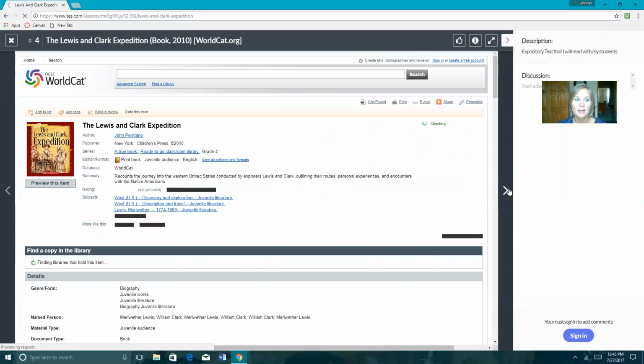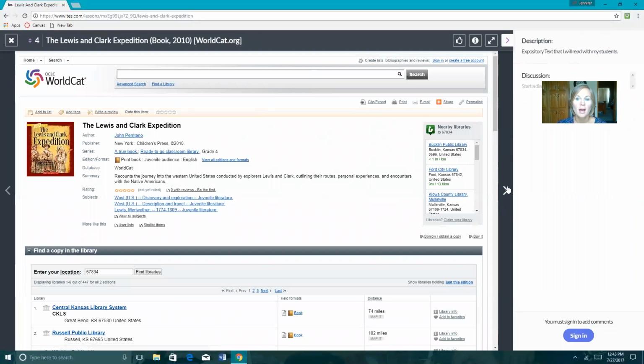And I like to include a lot of different types of literature. So I included some books. One I'm going to talk about here in just a little bit more. But this one called The Lewis and Clark Expedition is a great nonfiction book. I collaborate with my librarian at school, and she gives me lots of different text resources.